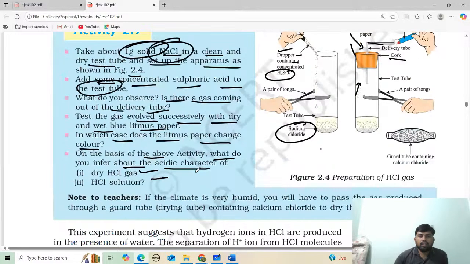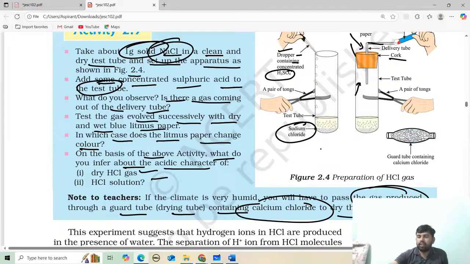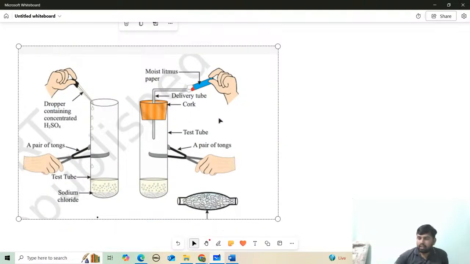Now we can see, if the climate is very humid, you have to pass the gas produced through the guard tube, the drying tube, containing calcium chloride. This is also important here. So let us discuss this activity first. Now see, there is an activity here. Try to understand.